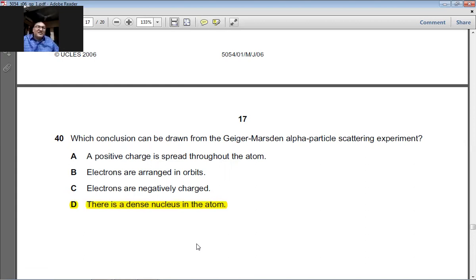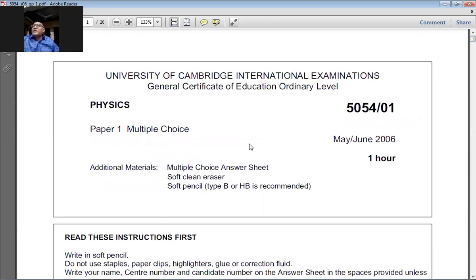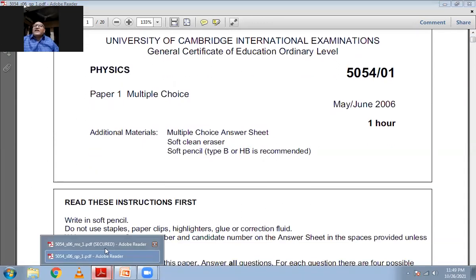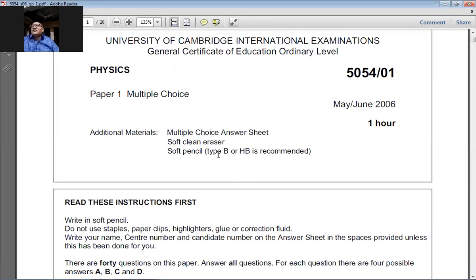Okay. So my dear students, by doing this paper, we have reached the end of the 2006 paper. This is the May, June 2006 paper. We have done this paper in this session.